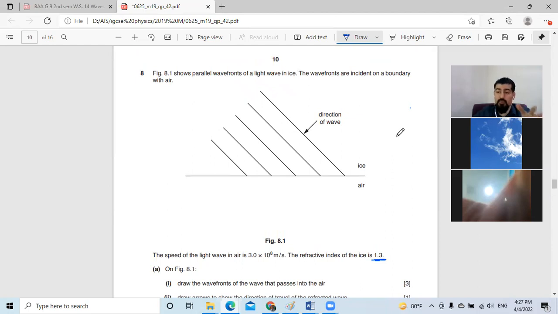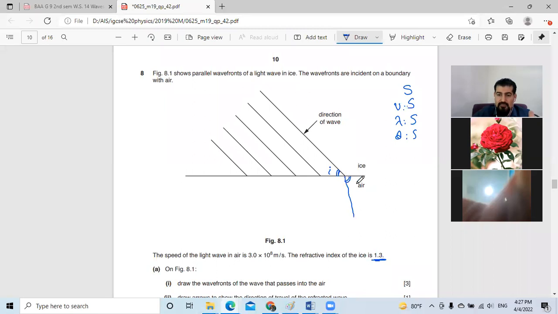Now we know that according to the 6 S's that I told you about shallow water, the speed becomes slow, the wavelength becomes short, and the angle becomes small. Now since the angle becomes small, in the ice this angle would be small, and this angle is the angle of incidence. What will happen to the angle as it travels to the air? It becomes bigger. So it will be like this. This is the angle of refraction.